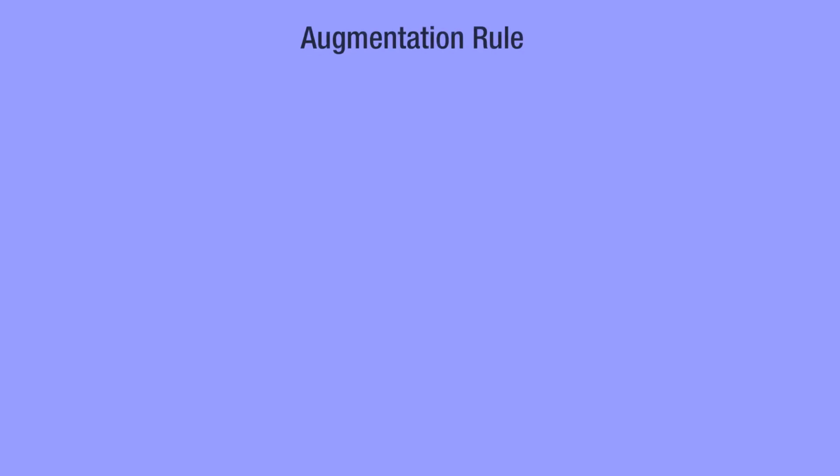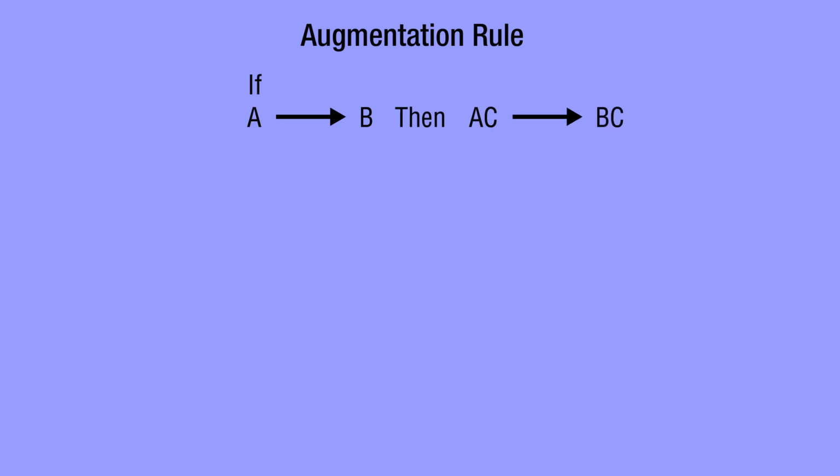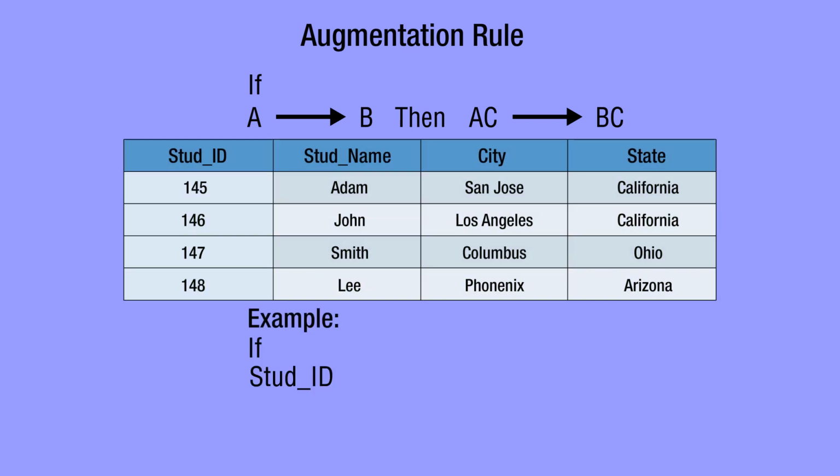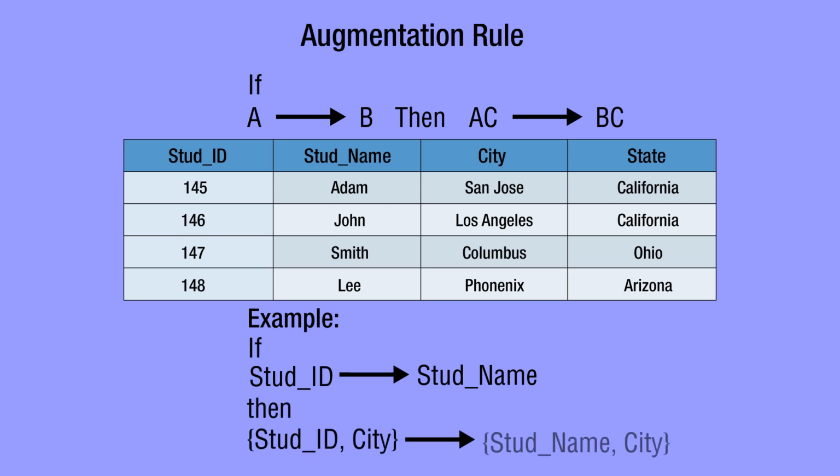The next rule is the augmentation rule. According to this rule, if A functionally determines B, then AC can functionally determine BC. Considering the same example of the student table, if student ID determines student name, then student ID and city together can determine student name and city.